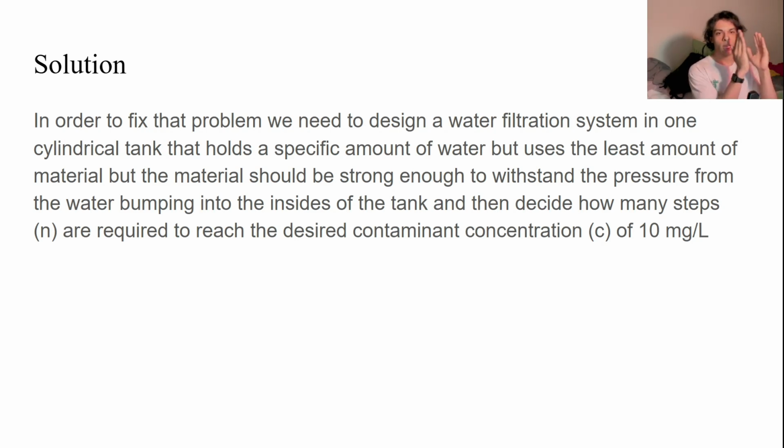So we need to first design a tank. We need to figure out the area of the tank, the radius, the height, and how much volume is in it, and also the thickness of the walls of the tank in order for it to withstand pressure. Besides that, we need to know the number of trays to filter the water. And that's everything we need to know. So we don't have any of these things. The only thing that we know is that the volume is 1 meter cubed.